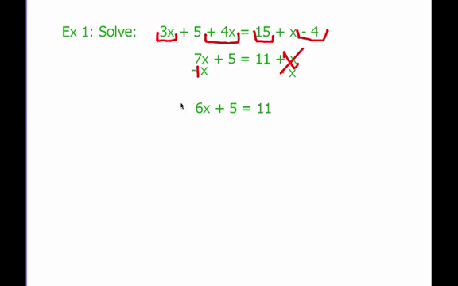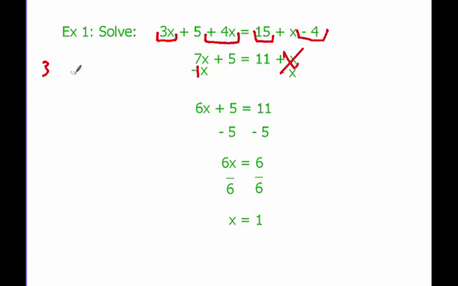I'm still working on getting this variable by itself. I need to get rid of this plus 5, so I'm going to subtract 5 on both sides. That gives me 6x equals 6. Still not done, I've got to get rid of this 6. Divide both sides by 6 to get rid of it, and I'm left with an answer of x equals 1. All we did is add this step at the beginning where we combined our like terms. And we better go ahead and check our work.